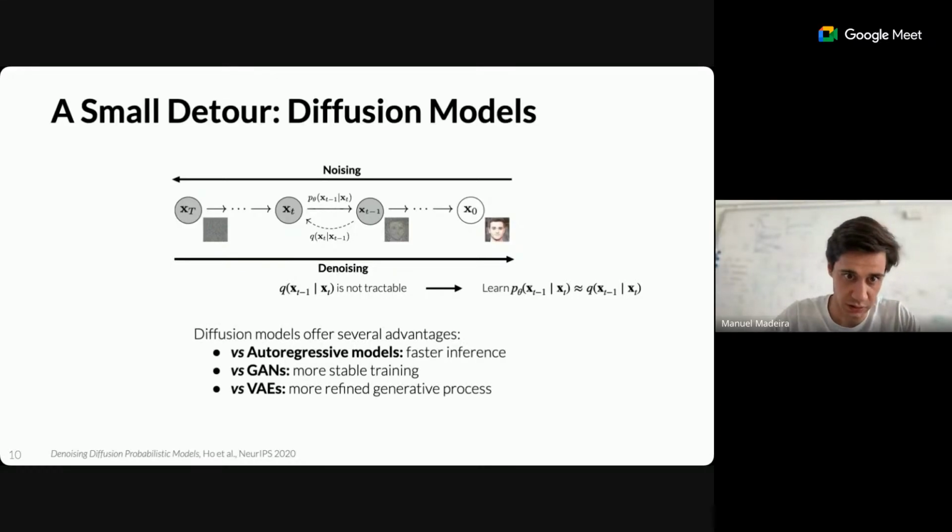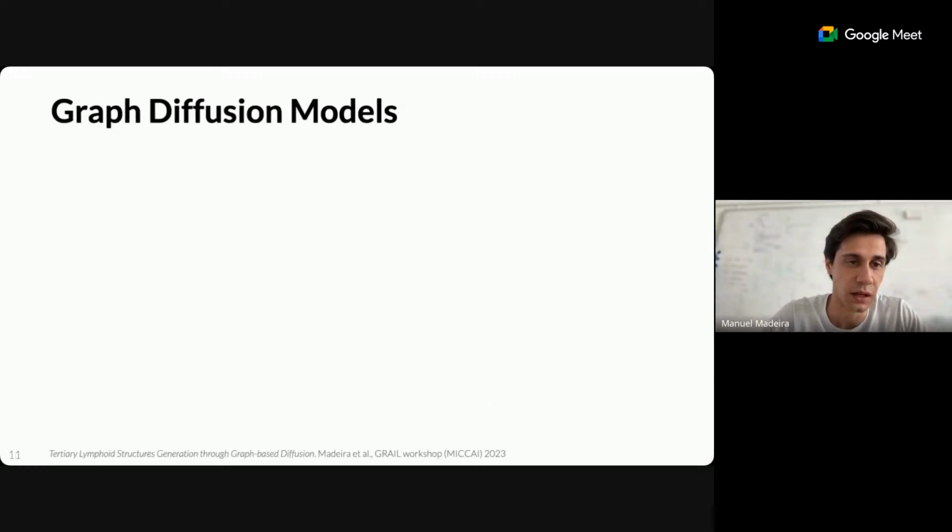Diffusion models offer several advantages over previously existing paradigms. In comparison, for instance, with autoregressive models, they typically provide faster inference because we have fewer denoising steps than the data dimensionality, for instance, the number of pixels or the number of tokens in a sentence. In comparison to GANs, you have more stable training, and in comparison to VAEs, you have a more refined generative process that enables better generative performance in the end.